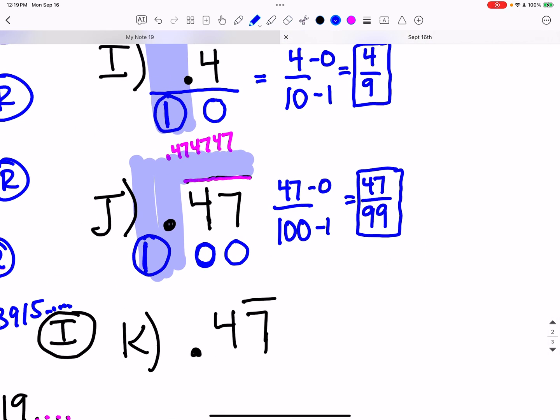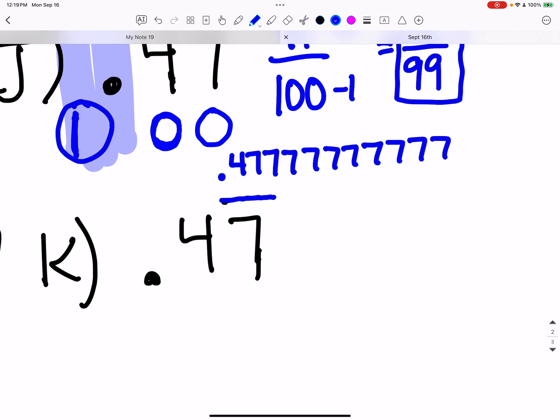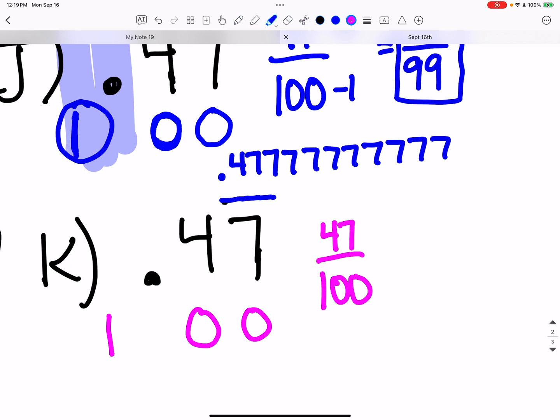What about a decimal like this, which is 0.47, where only the 7 repeats, right? The line's only over the 7, so this is 0.47777, and only the 7 repeats, not the 4 also. Okay, same thing. I make it a fraction. There's the 1s. This would be a 0, this would be a 0. This would be 47/100ths. But there's the line, so we've got to do the umbrella test.